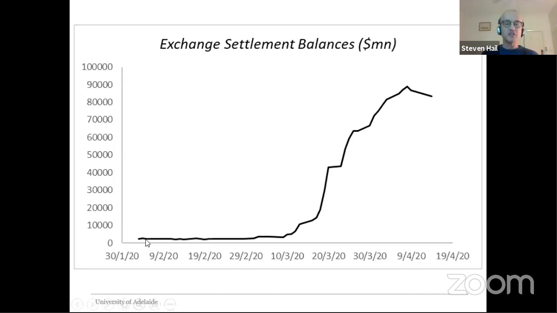On the slide in front of you now, you can see that the level of exchange settlement account balances that our banks were holding up until March 2020 was a very low level. Well, exchange settlement account balances are not profitable to hold. You get an interest rate on them, which is below the target cash rate. It's a below market interest rate. So banks historically have minimized the extent to which they hold exchange settlement account balances.